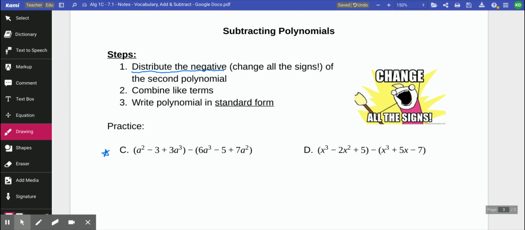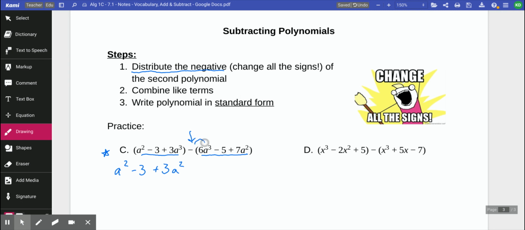We have a squared minus 3 plus 3a to the third minus, so this is our second polynomial. We're subtracting this whole thing. So first polynomial minus the second polynomial. So I'm subtracting 6a to the third, negative 5, and 7a squared. I'm subtracting all three of those terms. So the first thing I'm going to do is rewrite my first polynomial exactly as it is. And then we're going to distribute.